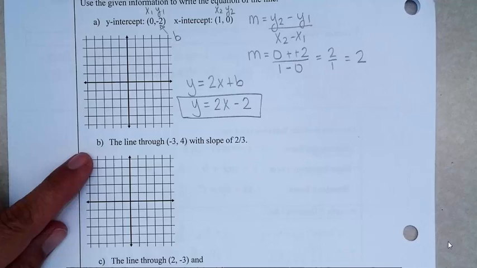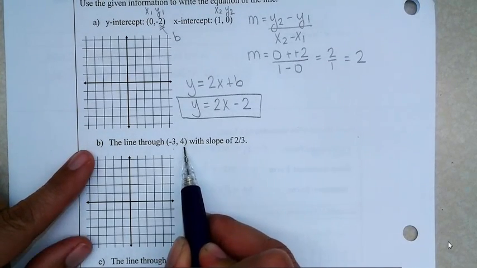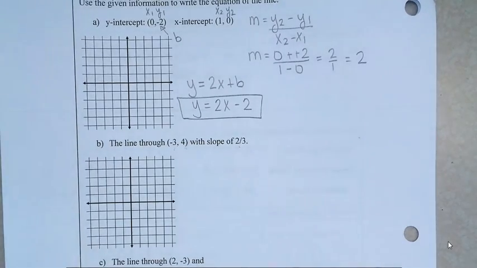All right, so the next one. The line through (-3, 4) with a slope of 2/3. So let's go back and look at the equations that I have.